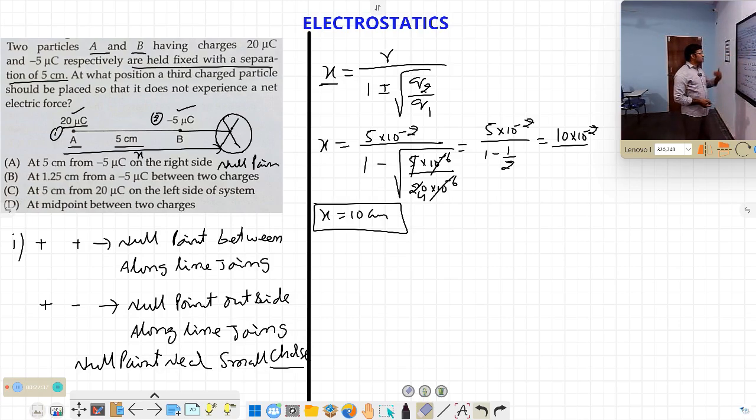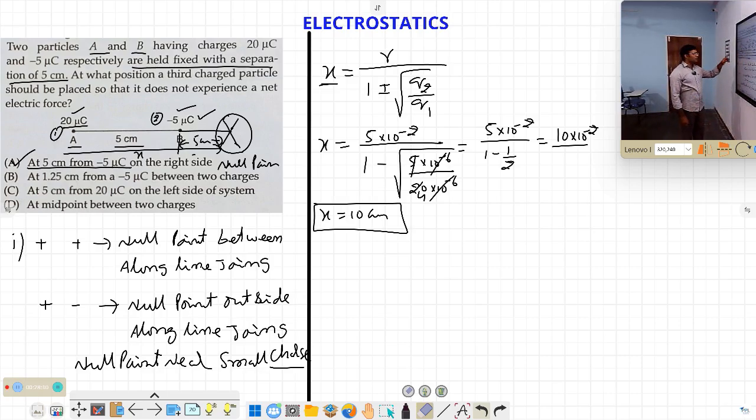If you look at the options, what is given? At 5 centimeter from minus 5 microcoulomb. If you look at this one, the distance between the 20 and minus 5 is 5 already. From here to here is 5. What is the remaining? Total is 10, no? Remaining is 5. So the minus 5 microcoulomb charge is at a distance of how much? 5 centimeter from the null point. So at 5 centimeter from the minus 5 microcoulomb on the right side. What side is this? Right side. This is called left side. So the first option is correct here.